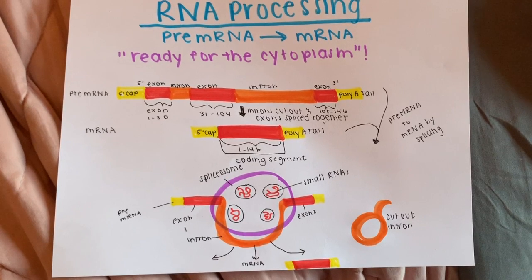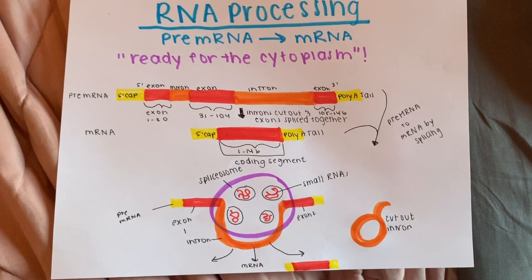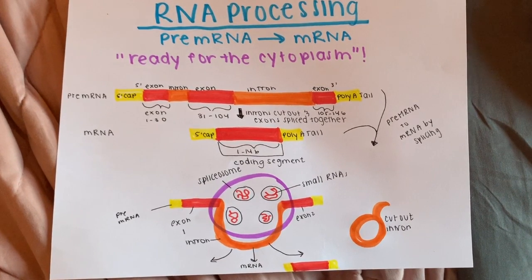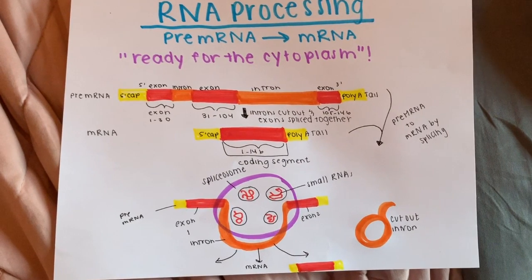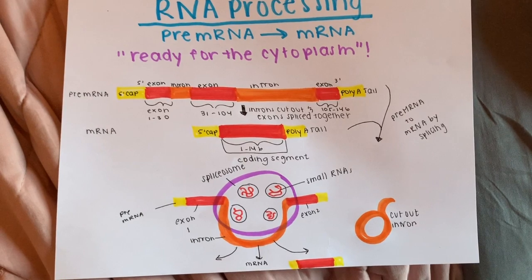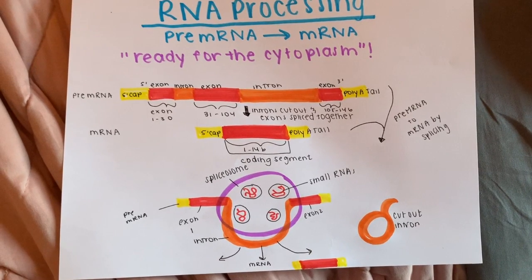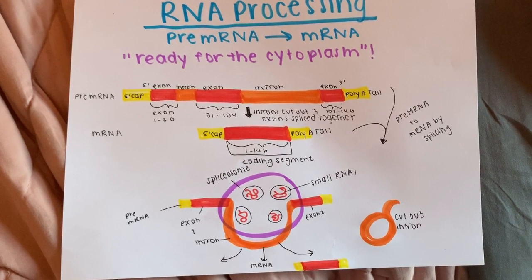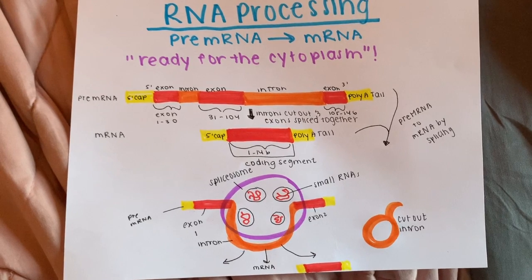RNA processing will take place, which involves both ends of the primary transcript being altered. The 5' end will receive a 5' cap in the form of a modified guanine. The 3' end will be altered with a poly-A tail. Both ends have similar functions in the sense that they protect mRNA from degradation and help with the export of mature mRNA.